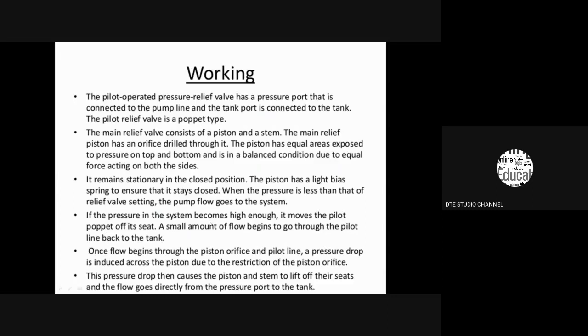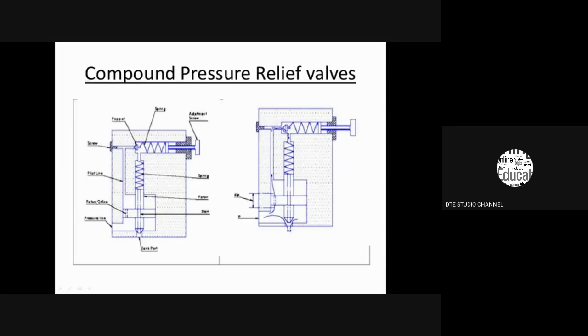If the pressure in the system becomes high enough, it moves the pilot poppet off its seat. A small amount of flow begins to go through the pilot line back to the tank. Because of the opening of the poppet, fluid flows back to the reservoir. When fluid flows back to the reservoir, there is an unbalance on the top and bottom of the piston.